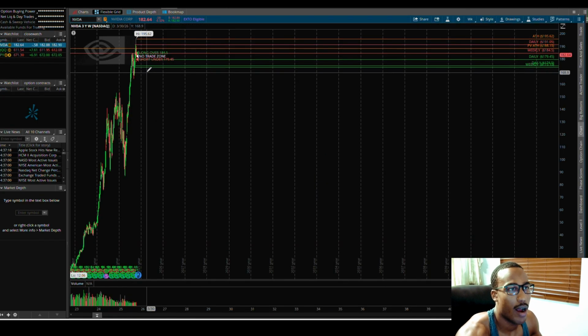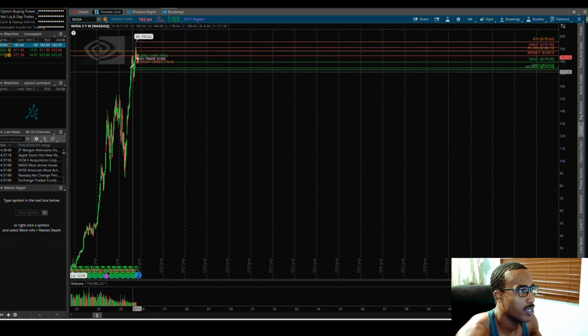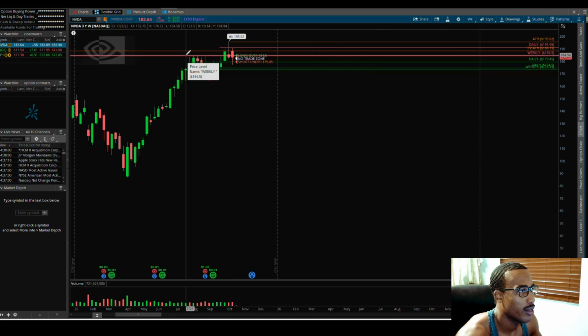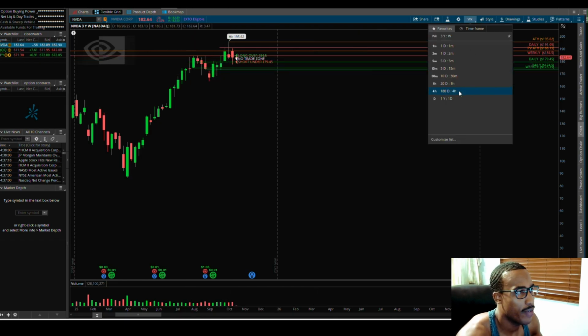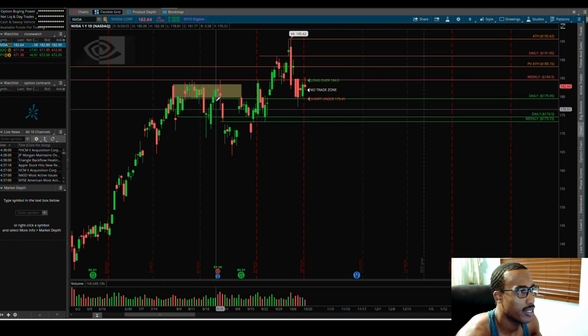Let's go here on our actual chart. Let's go on the weekly. This is a weekly level, this 184.50. I've been speaking on this for a while. We've been knowing this 184.50 was a weekly resistance turned support, and now it's back into resistance. What happens? History loves to repeat itself.